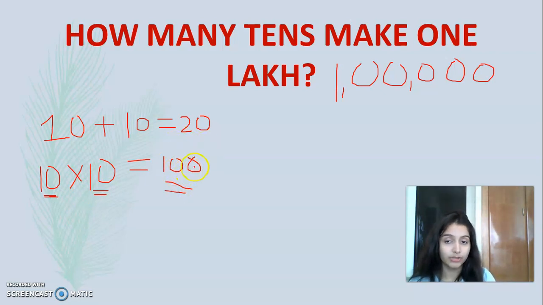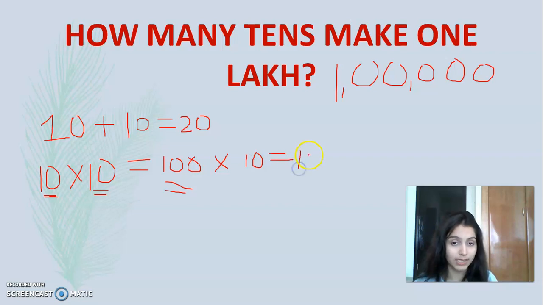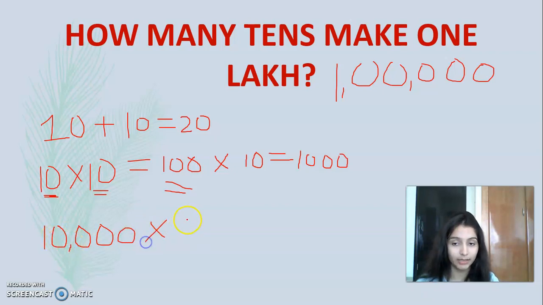Now you know that the smallest 3-digit number is 100. And what happens when I multiply the smallest 3-digit number with 10? I get my smallest 4-digit number, which you all know is 1000. In the same way, if I want to get the smallest 6-digit number, what number would I multiply with 10? So I would multiply the smallest 5-digit number by 10. So here, this is 10,000, which is our smallest 5-digit number. When you multiply it with 10, you get the number 1 lakh, which is your smallest 6-digit number.